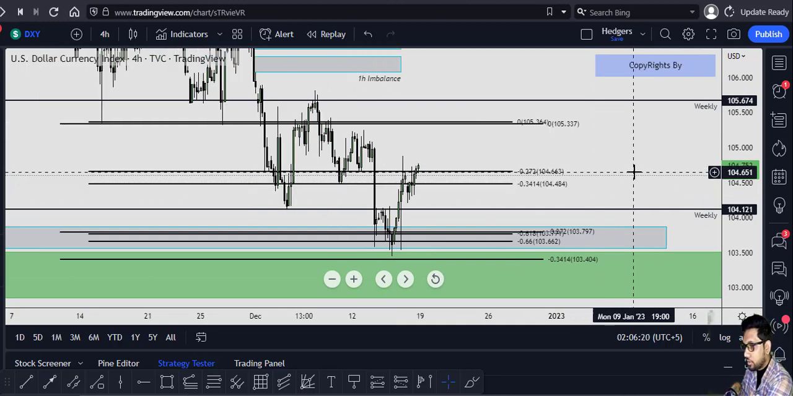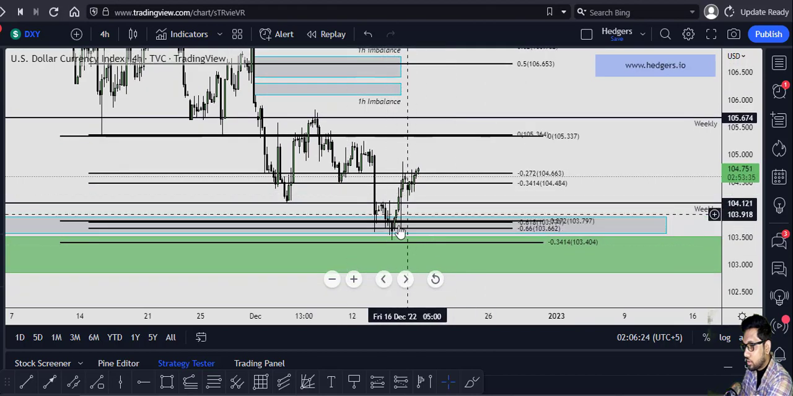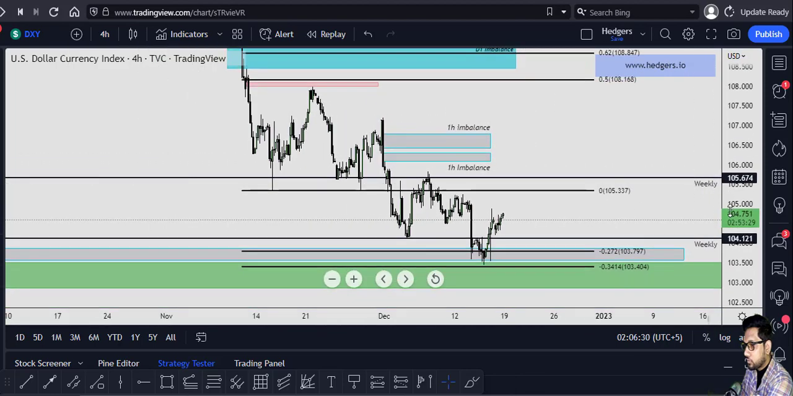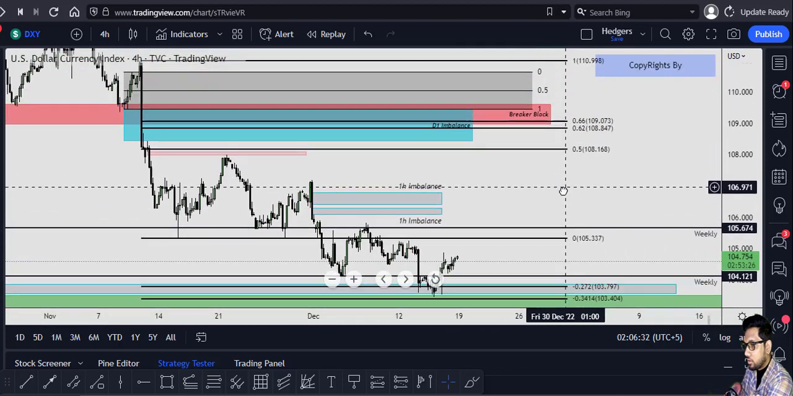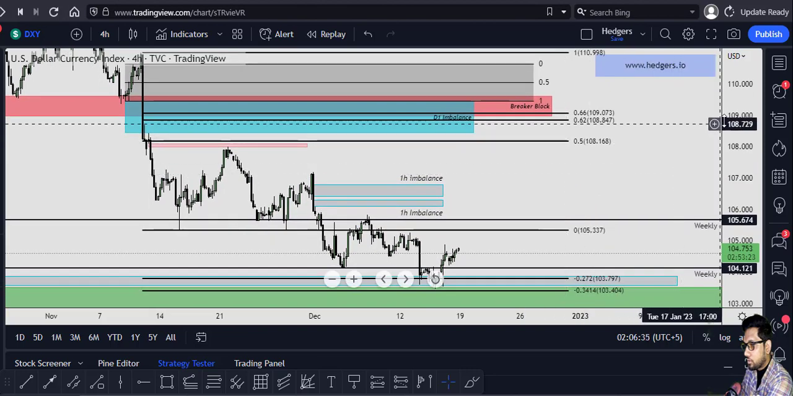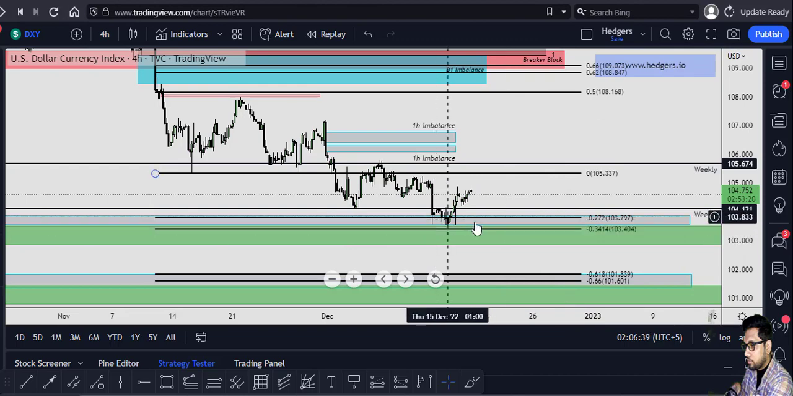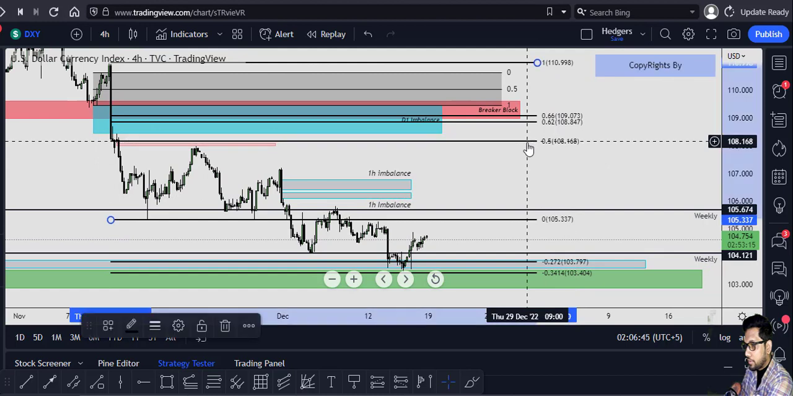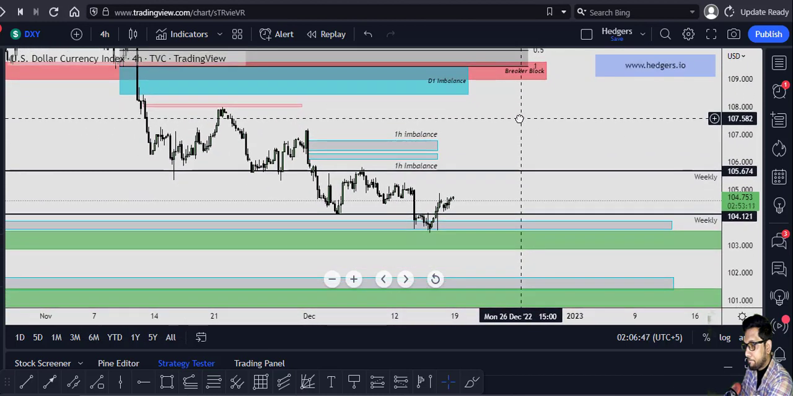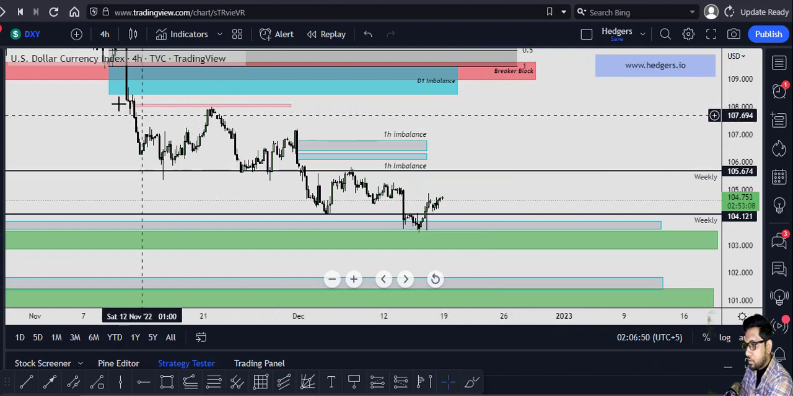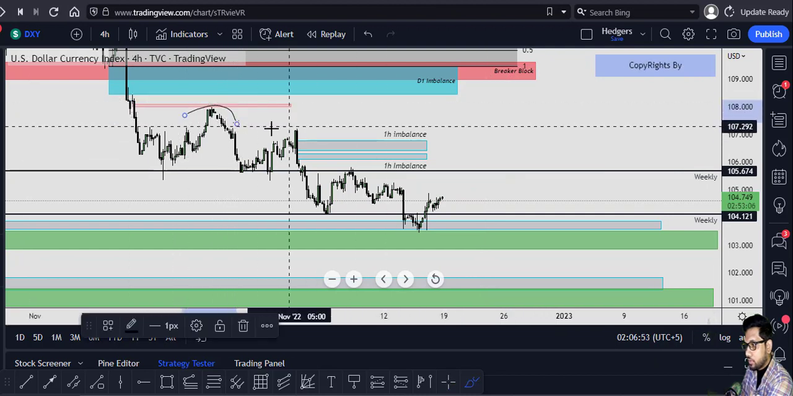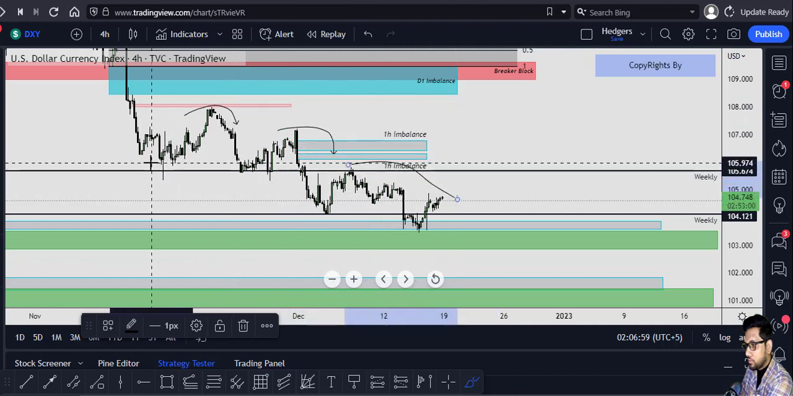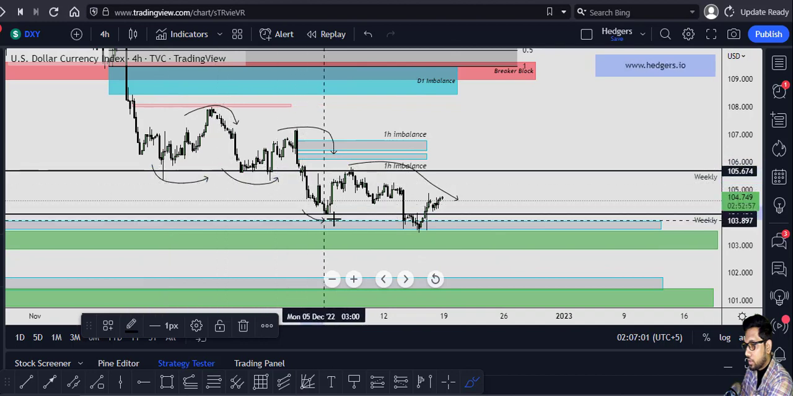We have really good support in this zone for the dollar index. We exactly bounced from, as you can see, this 272 and 341 pocket. The structure, if you see, is really bearish, making lower highs and lower lows right now.